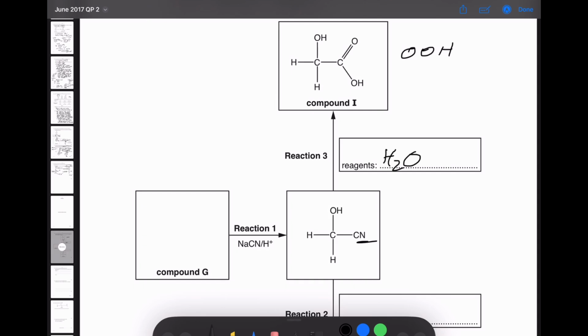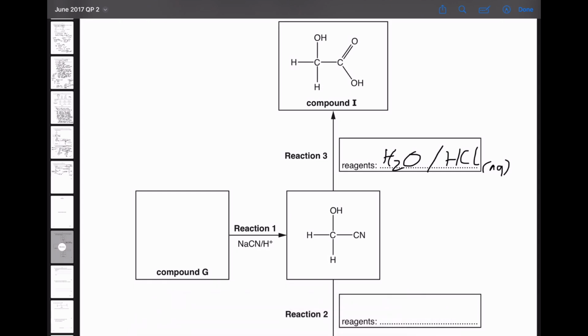And then we need to get rid of this nitrogen somehow. How are we going to get rid of this nitrogen? Well, we're going to turn it into ammonia. So how do we turn nitrogen into ammonia? We need to donate protons, so we're going to use hydrochloric acid. Call that AQ.